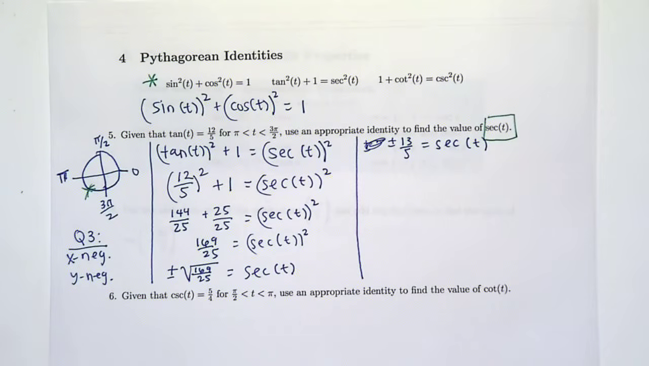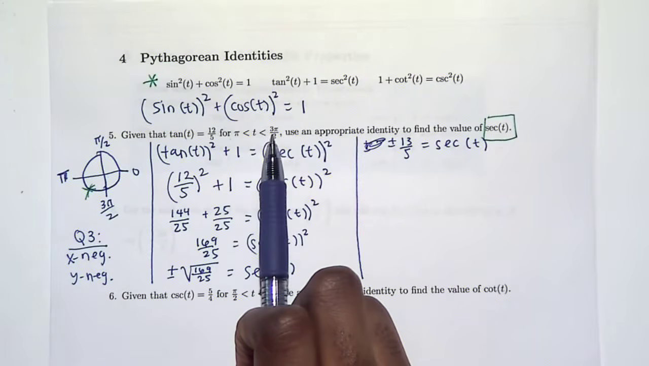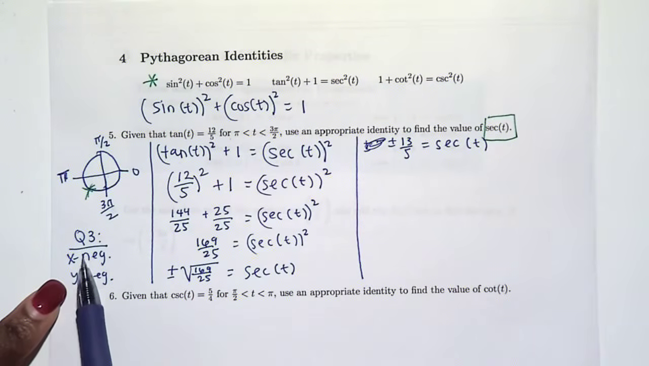Okay, how do we know which one it is? Is it both? It's actually not going to be both. Okay, so we have to use other knowledge from the problem to figure out if our answer is positive 13 over 5 or if our answer is negative 13 over 5. The only other information we have is that our angle is between pi and 3 pi over 2, where we discovered both x and y are negative.